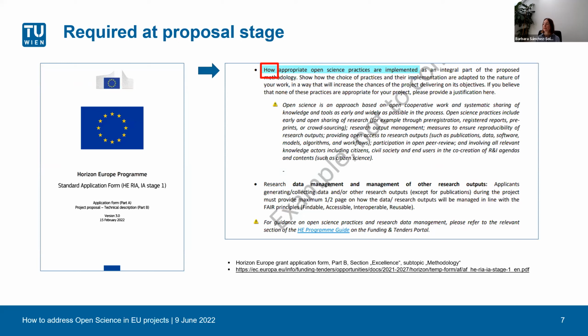What else is required at proposal stage? Not only a description of research data management, but you should also describe how you plan to implement open science practices. And this how is very important here. And we could see very well with these examples Michalis showed, that it is definitely not enough just to say, I will handle my data open science, I go for open data, but I really want to hear how you do it.